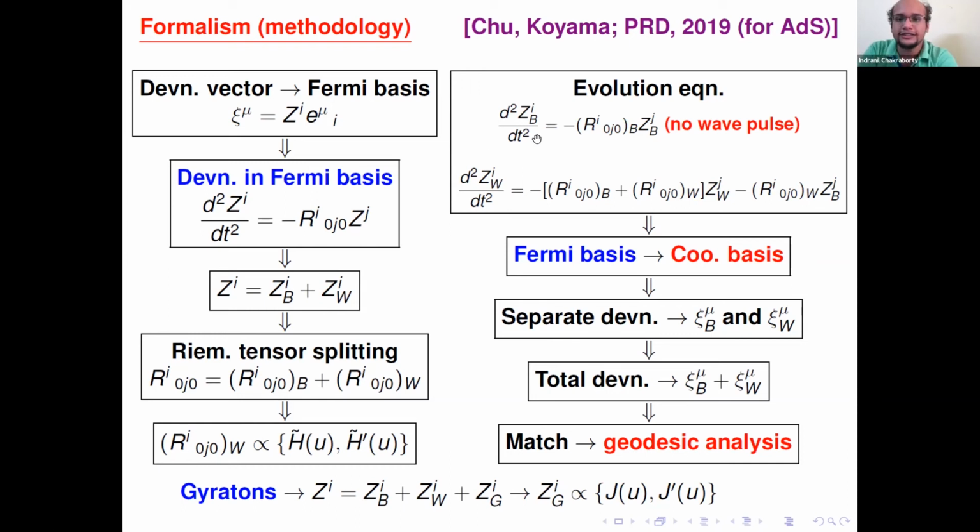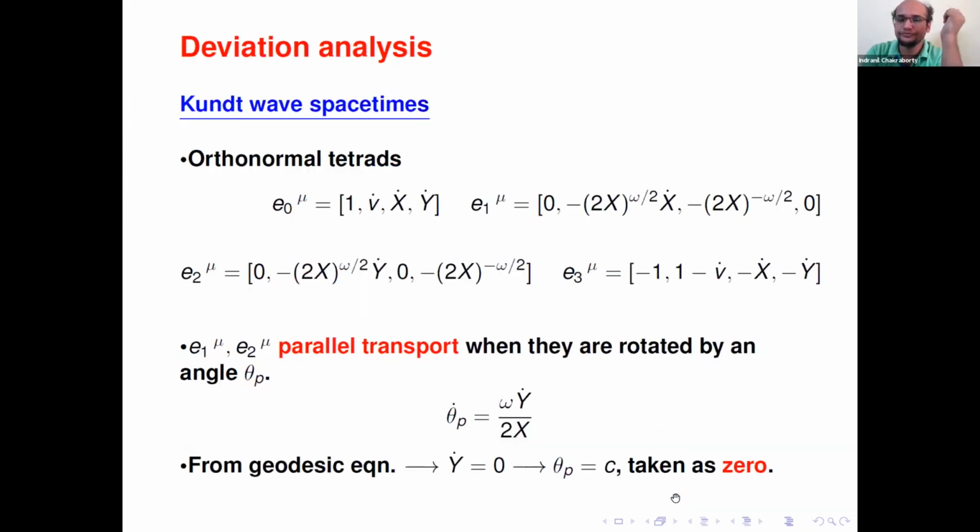After solving this background and wave equation in the Fermi basis, you again go back to the coordinate basis via this relationship, right? So you get a separate deviation, xi mu b, that is the coordinate deviation along the background, and the coordinate deviation along the wave, and then you add them, and then you match them with the geodesic analysis results. For Gyratonic Kundt, you decompose into three terms: the background, the wave and the gyratonic. Here the gyratonic part will contain terms proportional to the gyratonic pulse, J u, or the z derivative of it.